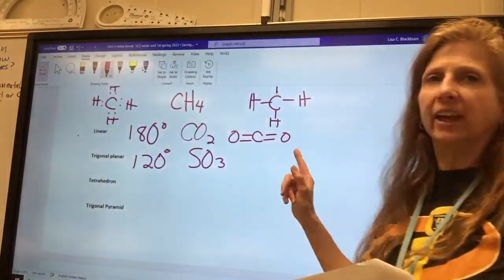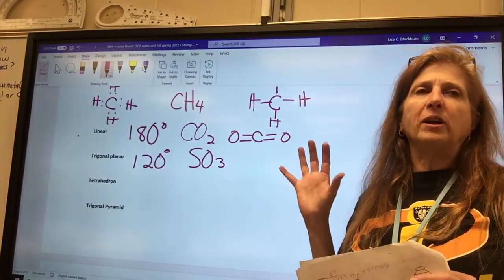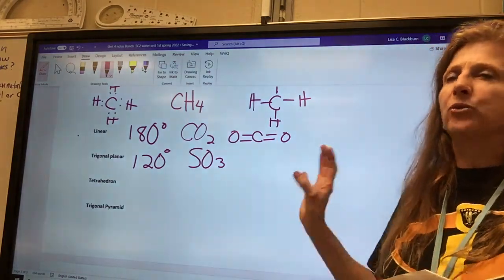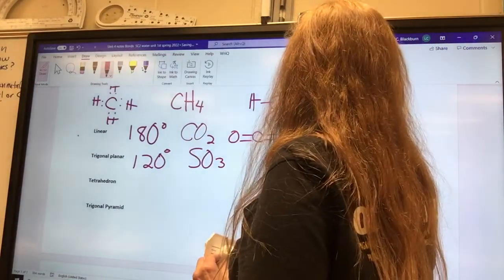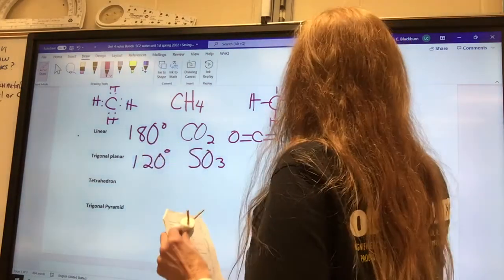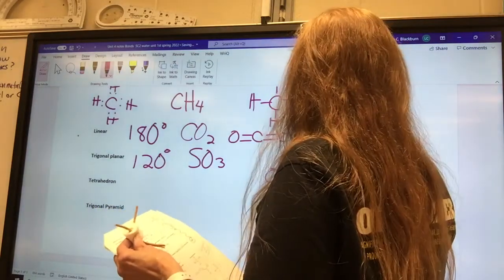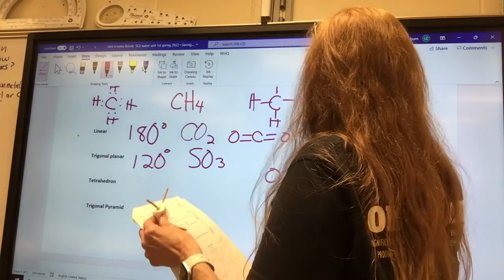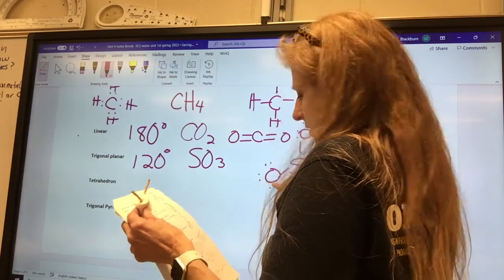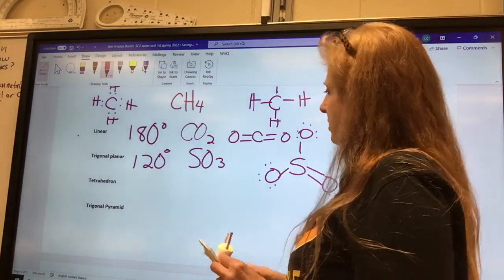Now, when you make these, remember, nature likes balance. So it always tries to be as symmetrical as possible. And if there's just one of something, it goes in the middle. There's just one sulfur, so that's what goes in the middle. And it's bonding to three oxygens. We're not really going to talk about how. I guess I can show you what it does. It does this, and then it's got these extra unshared pairs. All right, so that's trigonal planar.